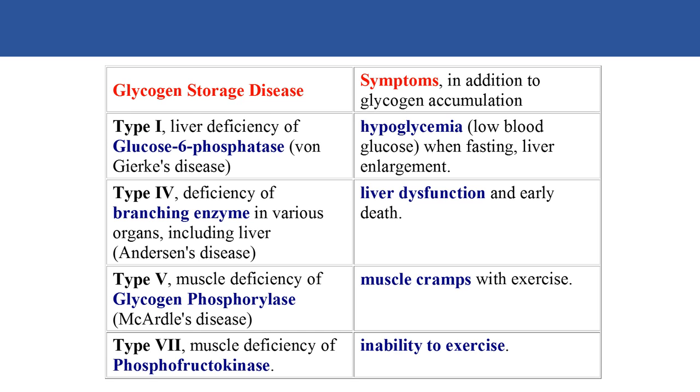These are just some of the diseases. Glycogen storage deficiency is a big deal. It's one of those things that is not optimal, obviously.